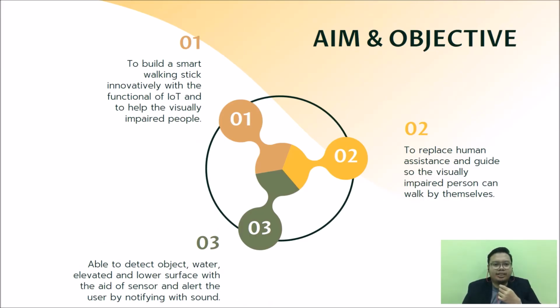We as a group have discussed three main objectives for this smart walking stick project. Firstly, we will build a smart walking stick innovatively with the functionality of Internet of Things, IoT, to help the visually impaired person. Secondly, to replace human assistance so they can walk by themselves using the smart walking stick. And last but not least, the smart walking stick needs to be able to detect objects, water, elevated and lower surfaces with the aid of sensors, and alert the user by notifying with sound.